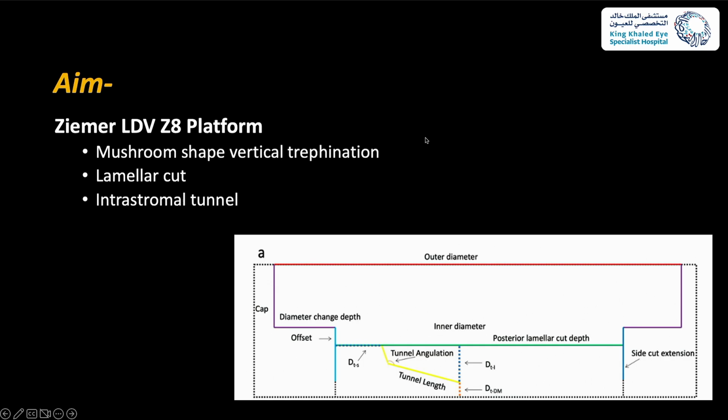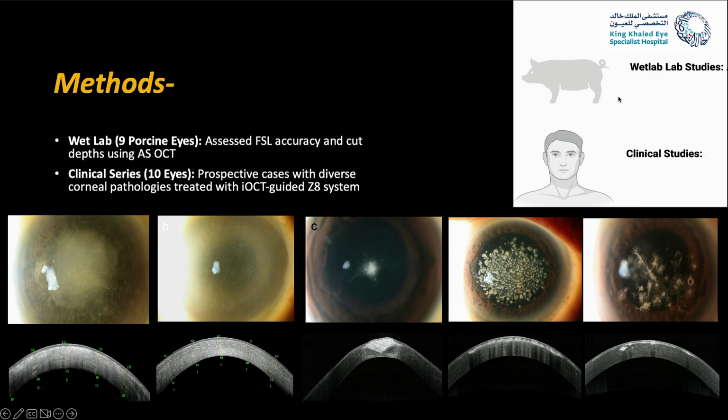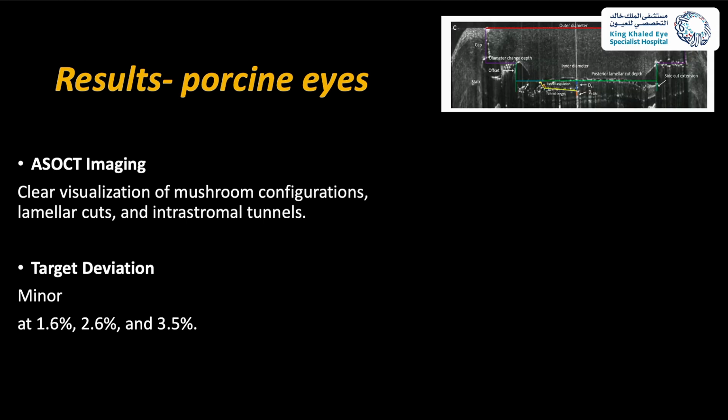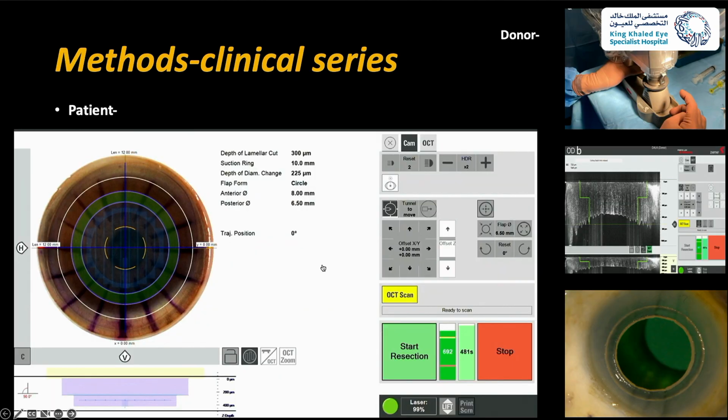So we tested this on porcine eyes initially, and it showed accurate laser cutting. And then on a clinical series of 10 eyes with different types of corneal pathologies. This case is Avellino. This case is mucopolysaccharidosis. Sorry, this case is lattice. This case is mucopolysaccharidosis. This case is apical scarring in keratoconus, and this is granular, and this is Avellino, where the femtosecond laser was used to cut in this shape. I'll go to the video straight ahead.